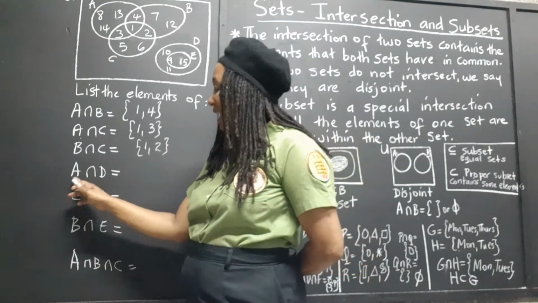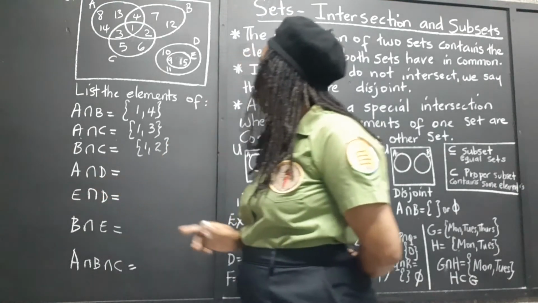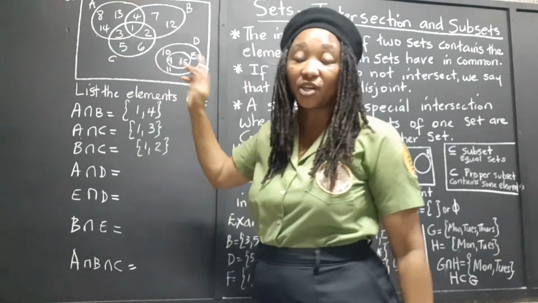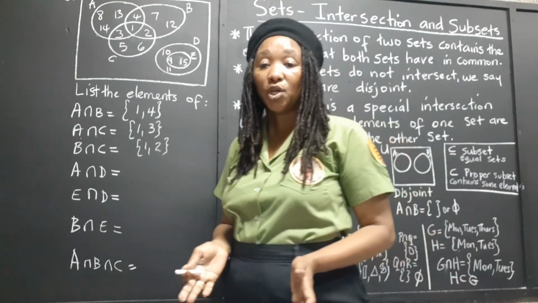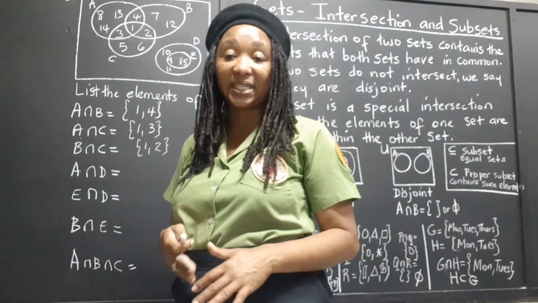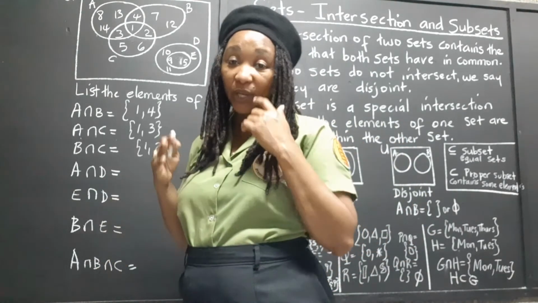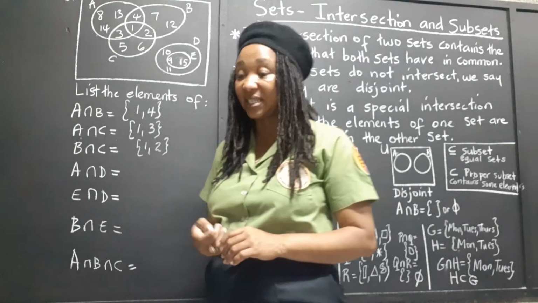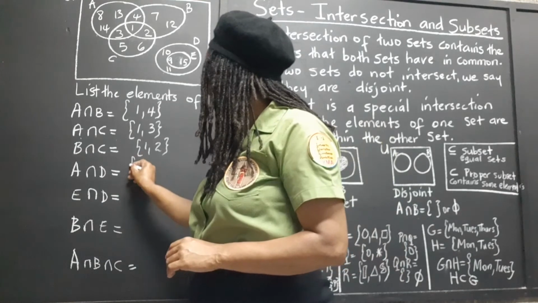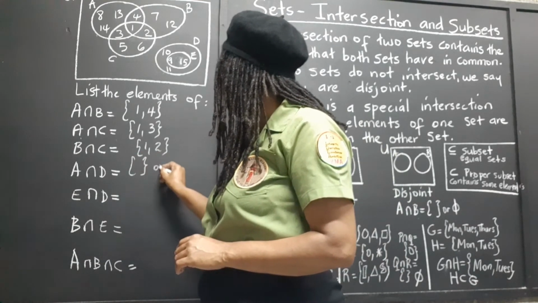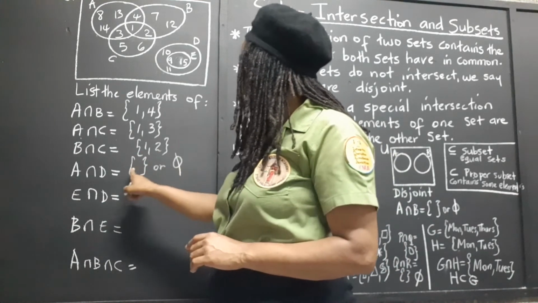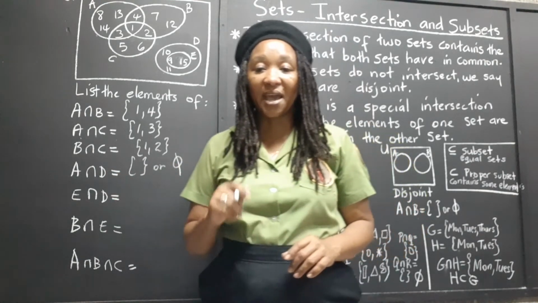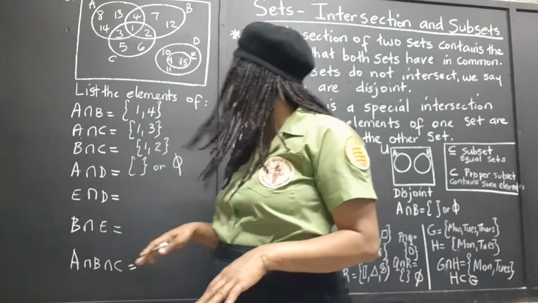How about A intersect D? A does not touch D at all. They do not overlap. So remember what we do when two sets are disjoint. When they don't overlap and we are asked to list their intersection, we say that their intersection is the empty set, and any one of these symbols can be used to represent the empty set or the null set.